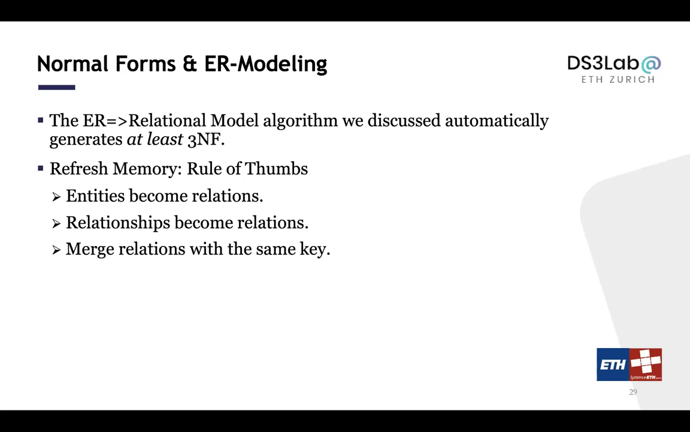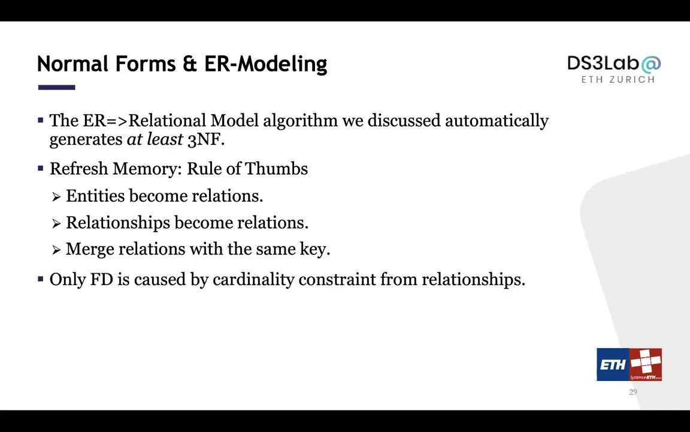If you do this, it will automatically give you a relational design that is at least in third normal form. If you think about why, it is because all of the functional dependencies in the ER diagram are caused by key constraints from relationships. If you follow this step by step, turn entity sets into relations, turn relationships into relations, merge relations with the same key, it's very easy to see that you will always have a relational design that's in third normal form.